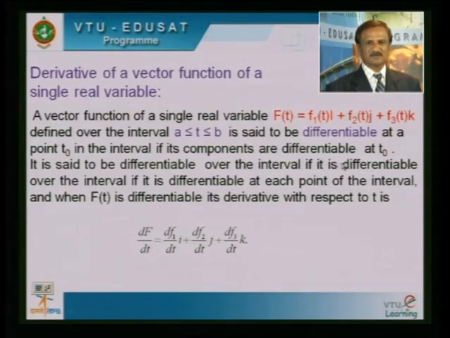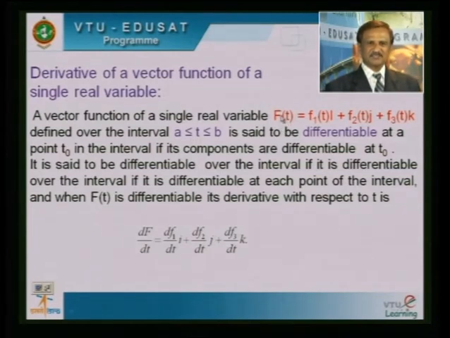if its components are differentiable at t naught. It is said to be differentiable over the interval if it is differentiable at each point of the interval. And when f of t is differentiable, here t is defined in the interval. Just now I mentioned t may lie between 1 and 2, and this is the given function. So if it is differentiable at a particular value, that value belongs to the interval a b. Is it clear?